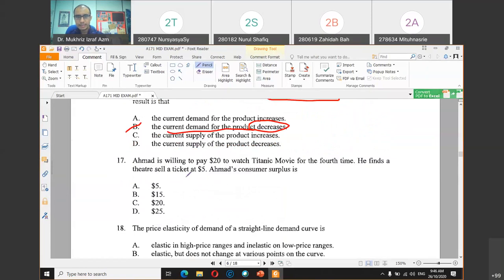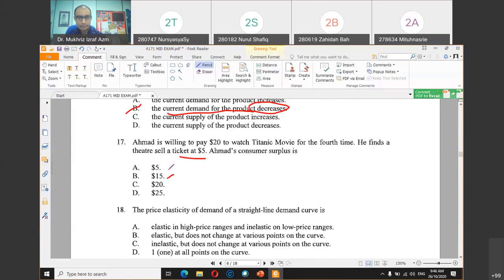Okay, 17, about consumer surplus. I think this is a simple calculation. If you get this one wrong, I suggest that you bang your head on the wall 20 times, because this is just 20 minus 5. The difference between what you are willing to pay versus what you actually paid. You are willing to pay $20, but what you actually pay is only 5. So the answer should be 15.